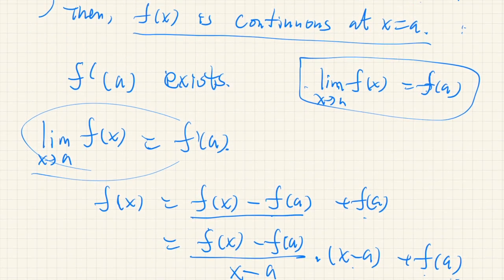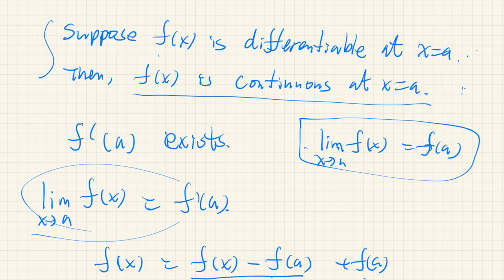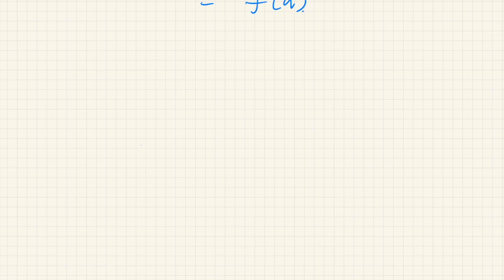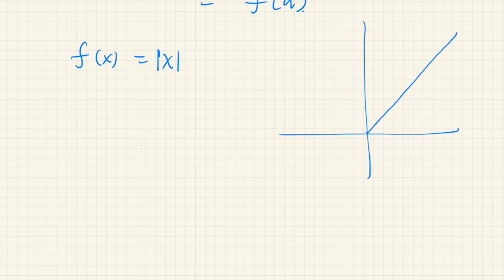You know, this theorem says if f of x is differentiable, then it is continuous. But the converse does not hold always. Okay, that means even if f of x is continuous, it doesn't mean that it is differentiable. So here is an example of a continuous function that is not differentiable. f of x equal to the absolute value of x. Okay, so if you plot this function, it looks like this. On the positive side, it's increasing, and on the negative side, it's decreasing. And it's continuous at x equal to 0.